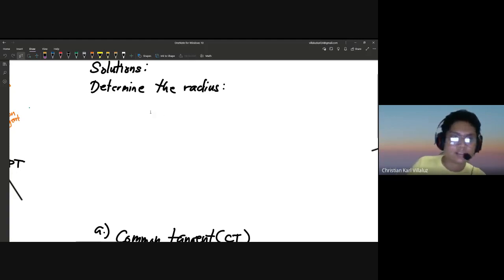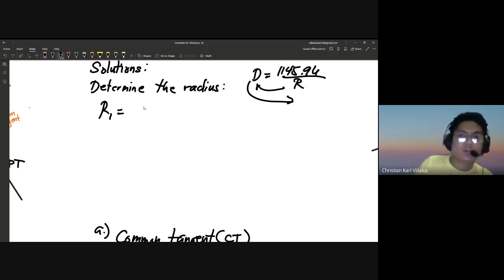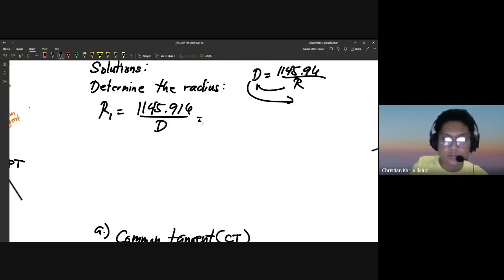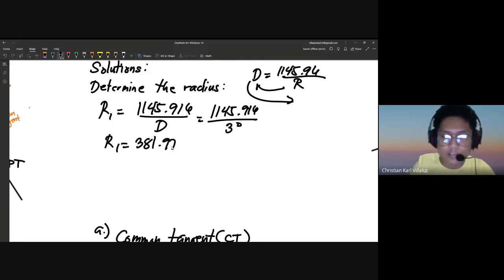Using arc basis, para sa radius 1, so kanina dinerive natin degree of curve equals 1145.916 over R. So pwede din naman hanapin natin yung R in terms of the degree of curve. So R equals 1,145.916 over D. So yan ang solution para sa radius ng una. Kaya 1145.916 over 3 degrees. The first radius is 381.972 meters.